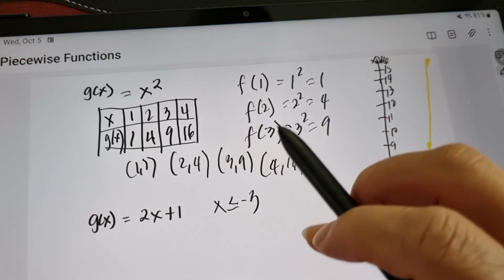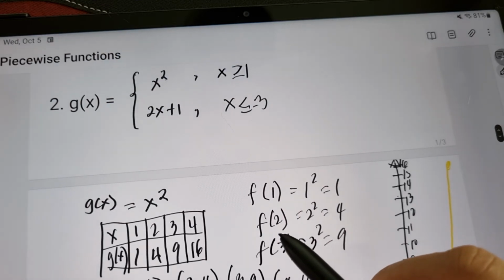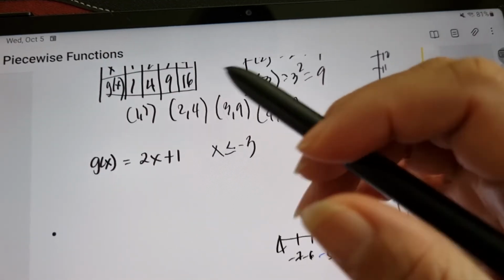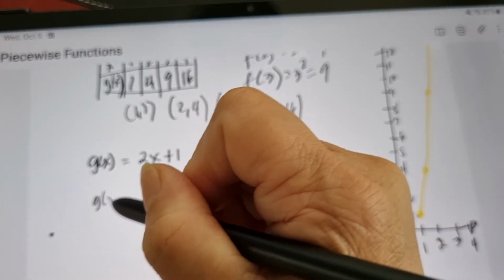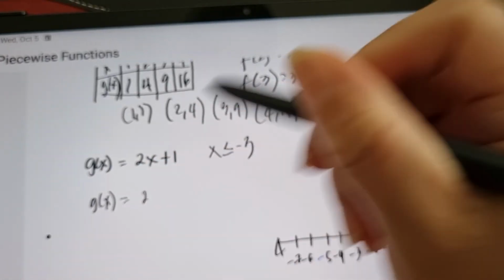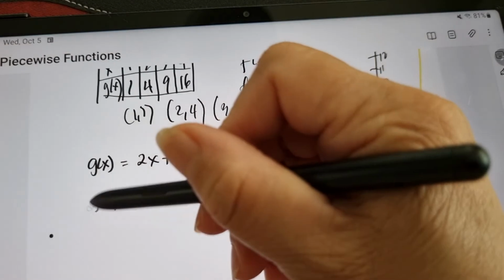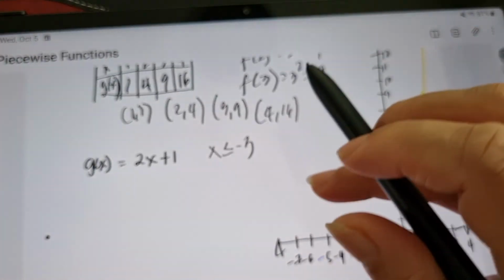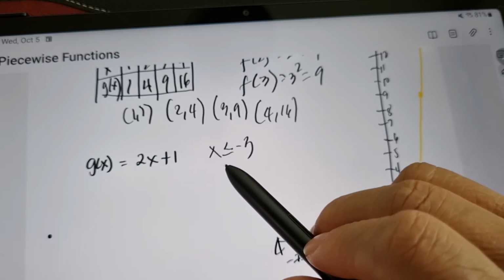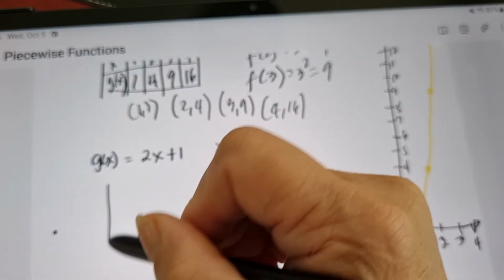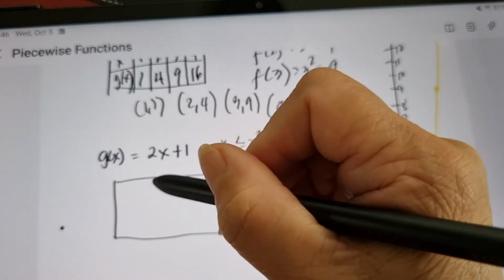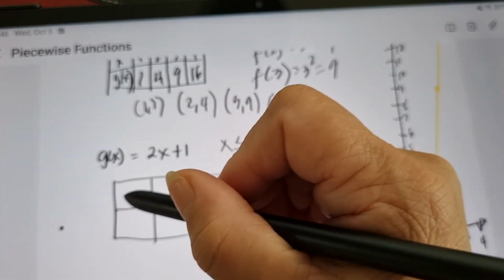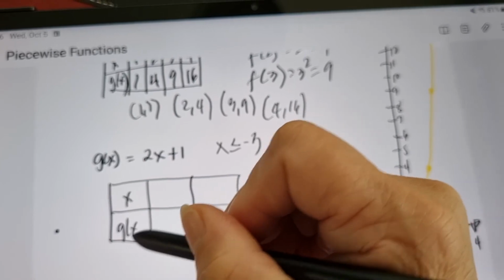Okay, next. So, pangalawa naman natin, that is linear function. G of x is equal to 2x plus 1. Ayan na pala siya. Okay, sorry. So, gagawa na tayo ng table. Ang restriction natin, x is less than or equal to negative 3. Again, since linear lang siya, kahit dalawang points na lang gagamitin natin. Ito yung g of x.